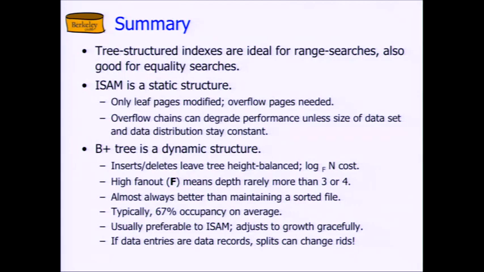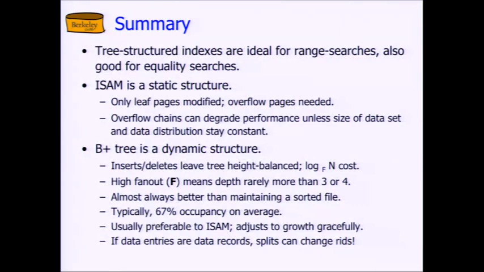The B plus tree is a dynamic adaptation where inserts and deletes leave the tree height balanced, with n items, log base f of n cost, where f is the fan out of a node of the tree. A high fan out means the depth is rarely more than 3 or 4 in practice, which is great. This is almost always better than maintaining a sorted file for any number of reasons, including that binary search is expensive, and that maintaining the sorted file is more expensive than maintaining a B plus tree.